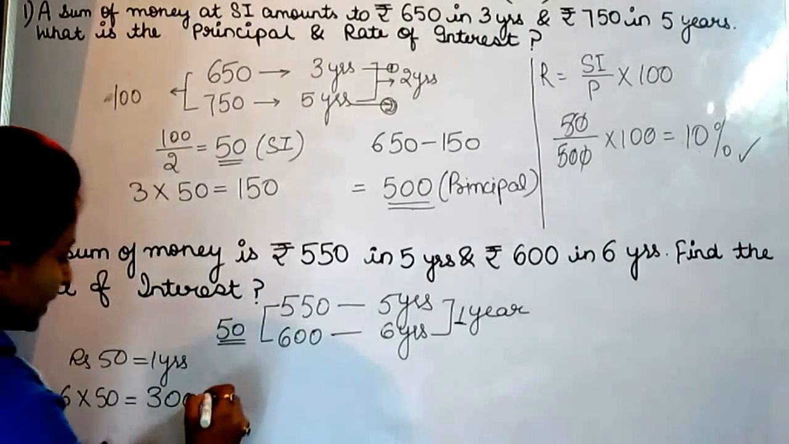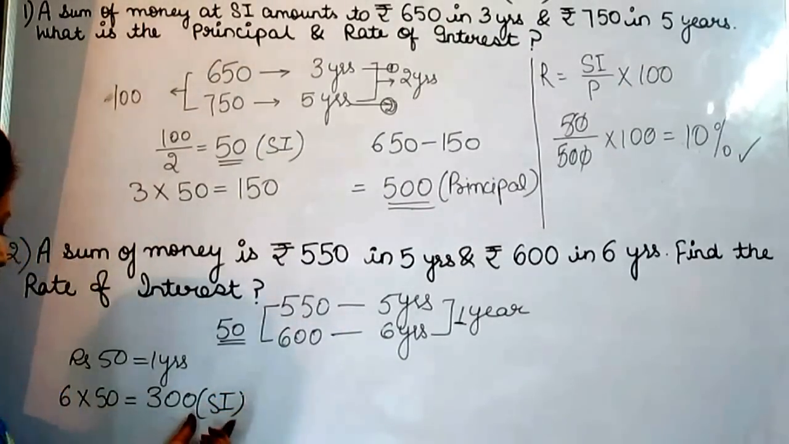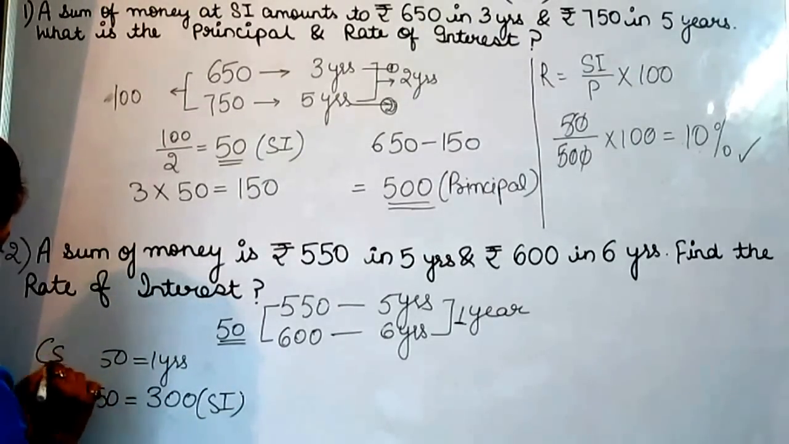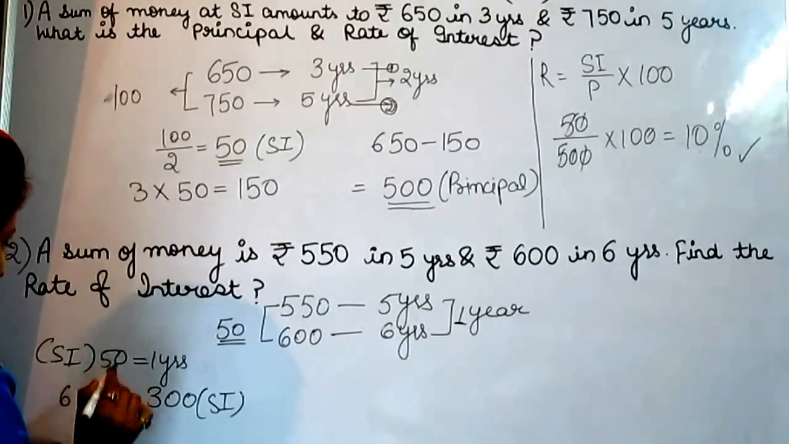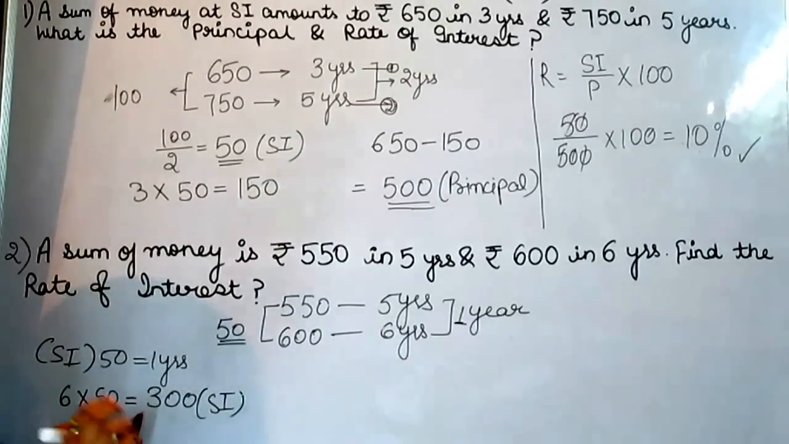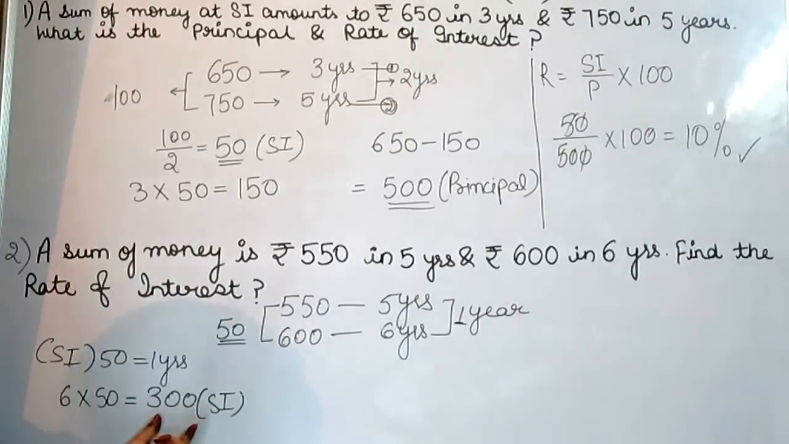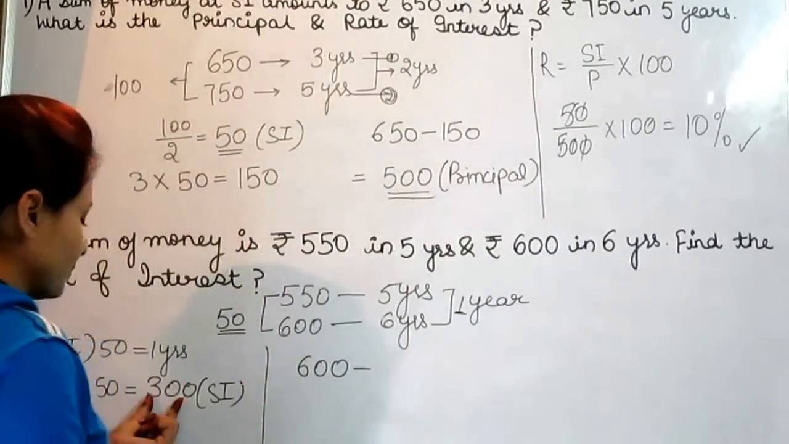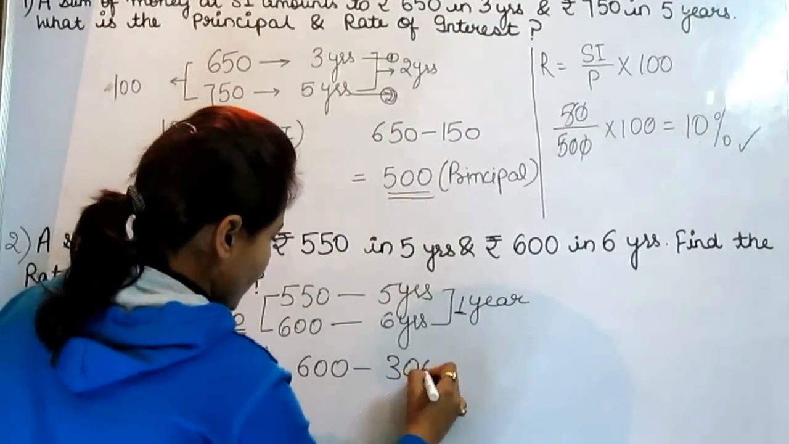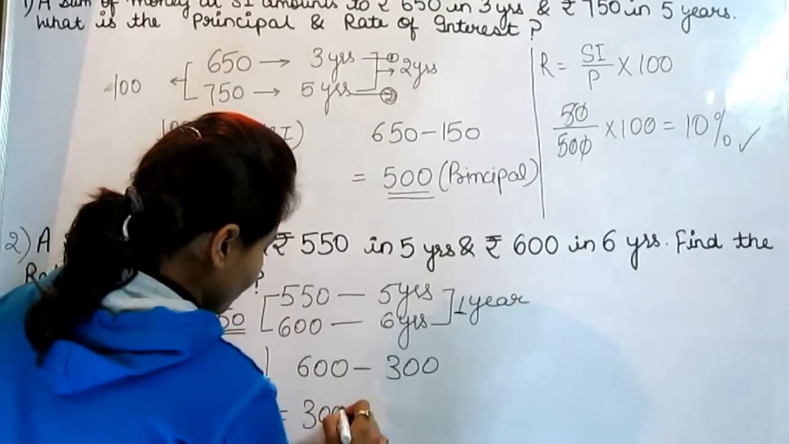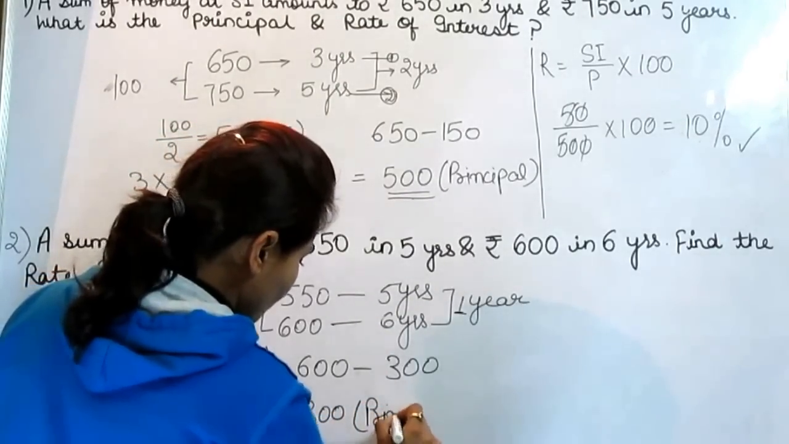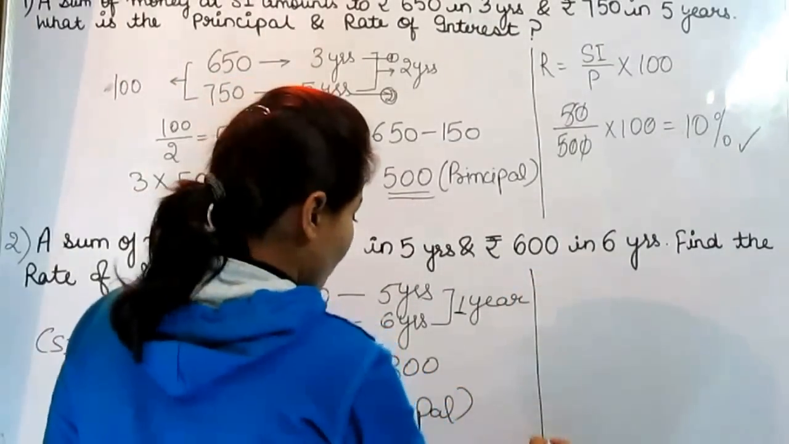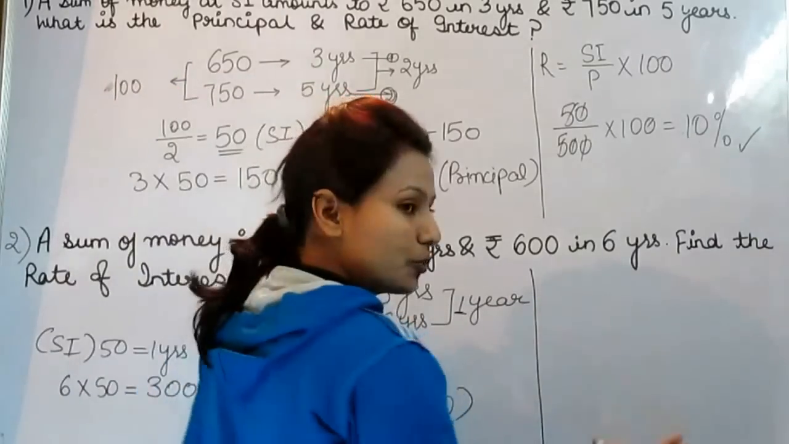So this is the simple interest for 6 years, right? This is the simple interest for 1 year. So simple interest for 6 years is 300 rupees. And this is the value minus the simple interest, and we get the principal. Principal is 300 rupees. This is the principal. 300 is the principal.